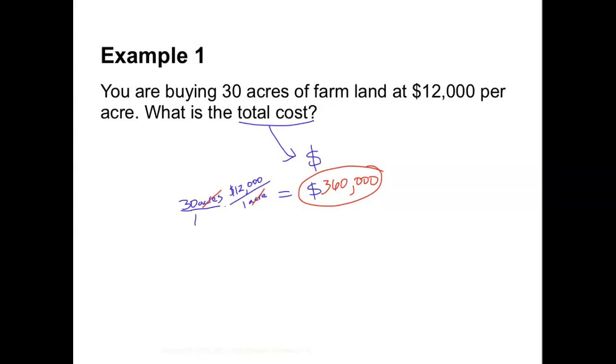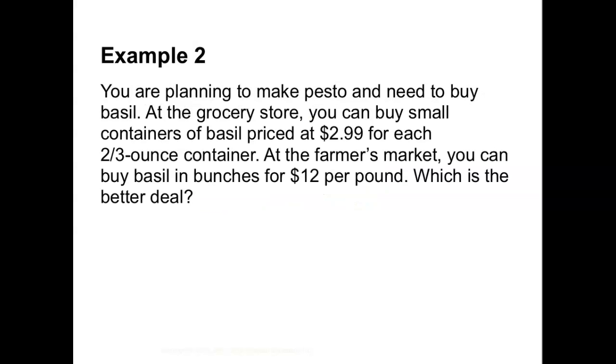All right, let's move on to the next one. So this is akin to what we did in the beginning of class when somebody was asking about that number 95. So we're planning to make a pesto and we need to buy basil. At the grocery store, you can buy small containers of basil priced at $2.99 for each 2/3 ounce container. And at the farmer's market, you can buy basil in bunches for $12 per pound. Which is the better deal?